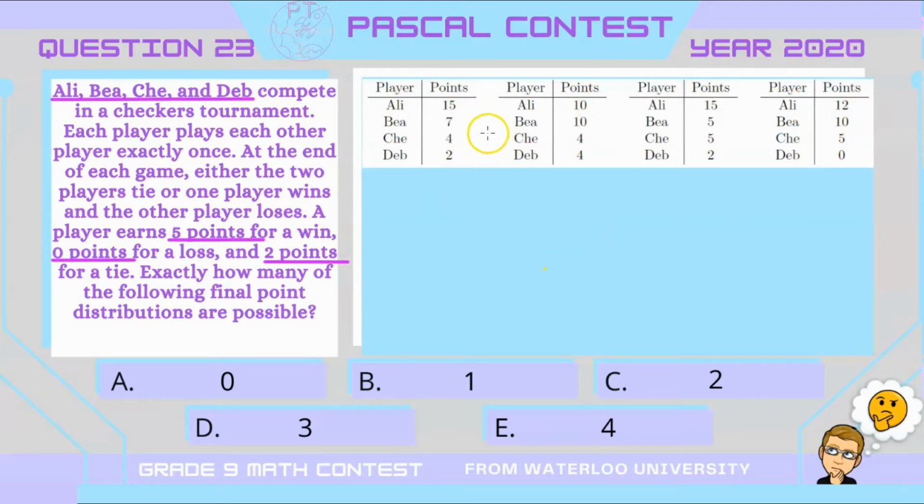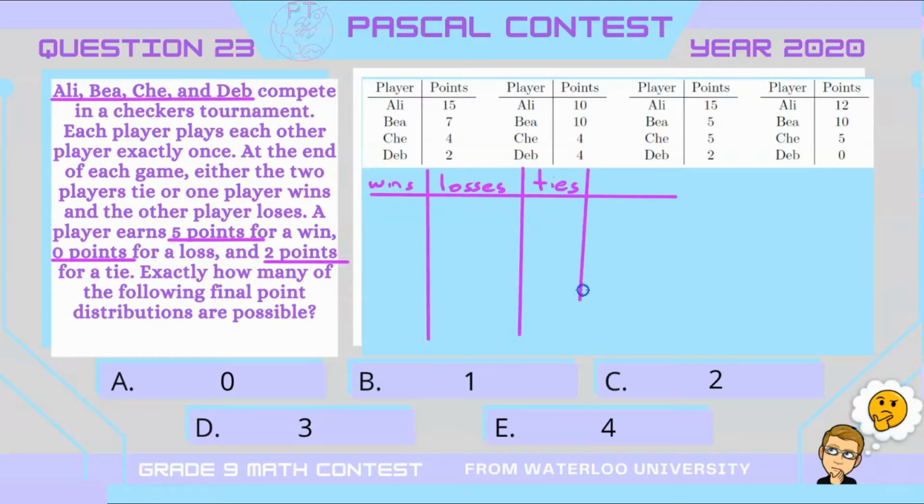So let's make a chart and figure out what points are actually possible. In our chart, we're going to have wins, losses, ties, and what our total points will be. So first we could have 3 wins. If we have 3 wins, we have a total of 15 points. If we have 2 wins and 1 tie, that gives us 12 points. We could have 2 wins and a loss, which would give us only 10 points.